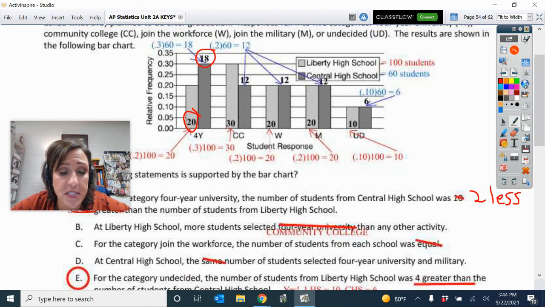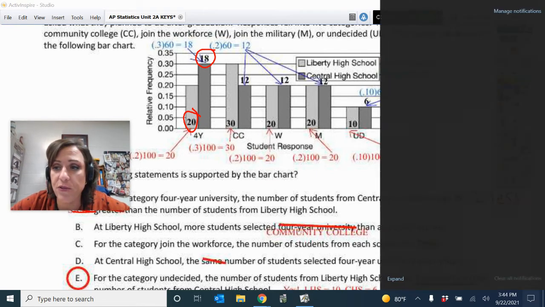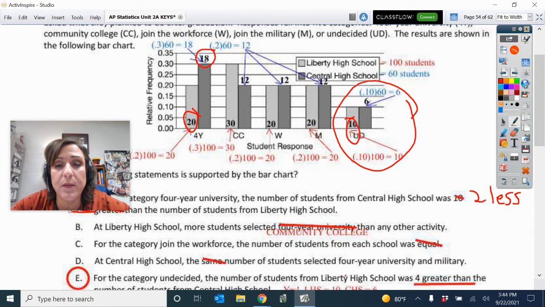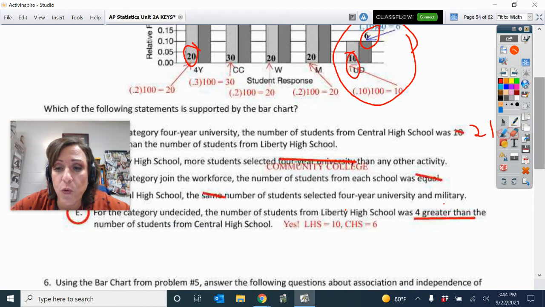And you can pause now and study my numbers and study the answer choices and why I marked out answer choices A through D. And answer choice E is correct because answer choice E references the 10 students who are undecided from Liberty and the 6 students who are undecided from Central. And it says there are 4 more students from Liberty High School that are undecided than from Central.